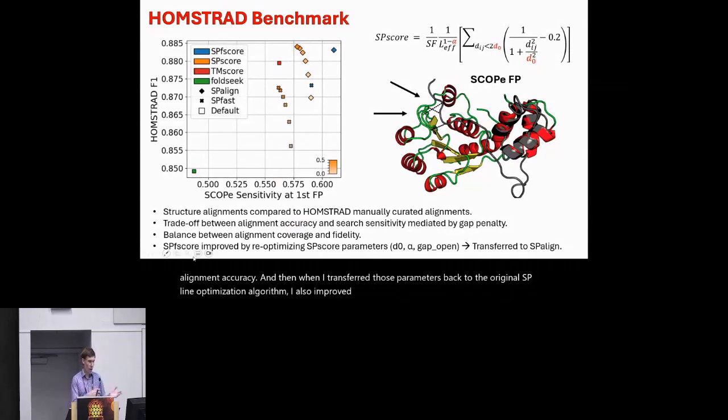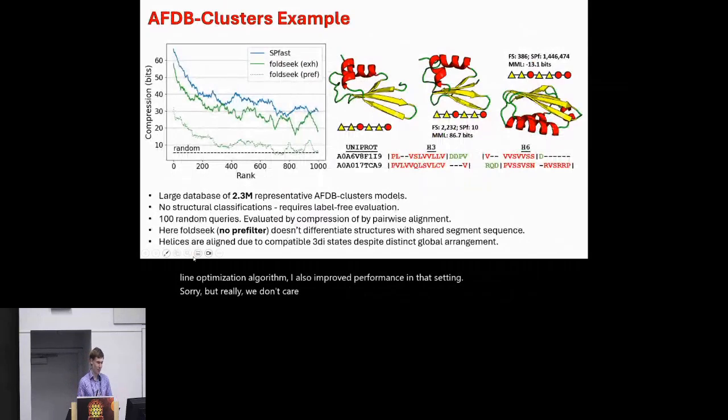But really, we don't care about these small data sets, because we can be slow because they're small. What we really care about is these large databases of model protein structures. So to evaluate performance in this more realistic setting, I collected the representative domains from the AFDB clusters dataset and then searched a collection of structures against the 2 million models. Unfortunately, in this setting, there's no labels. So it's very hard to judge the quality of the search and search sensitivity.